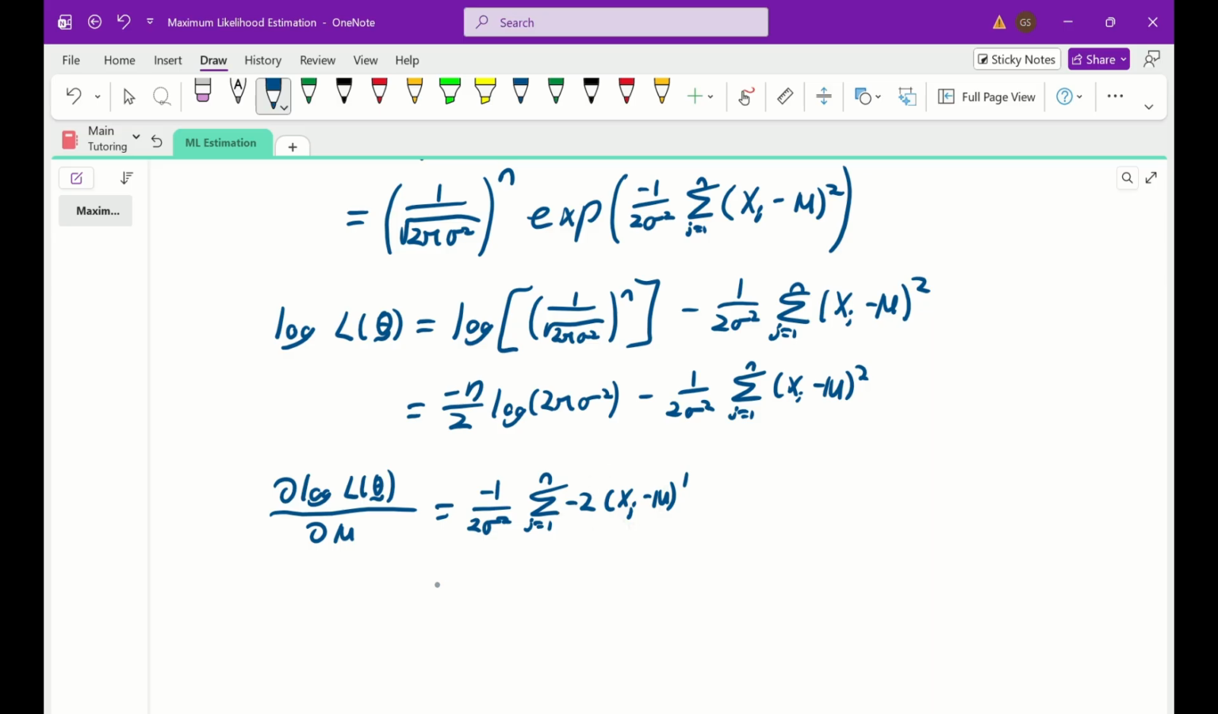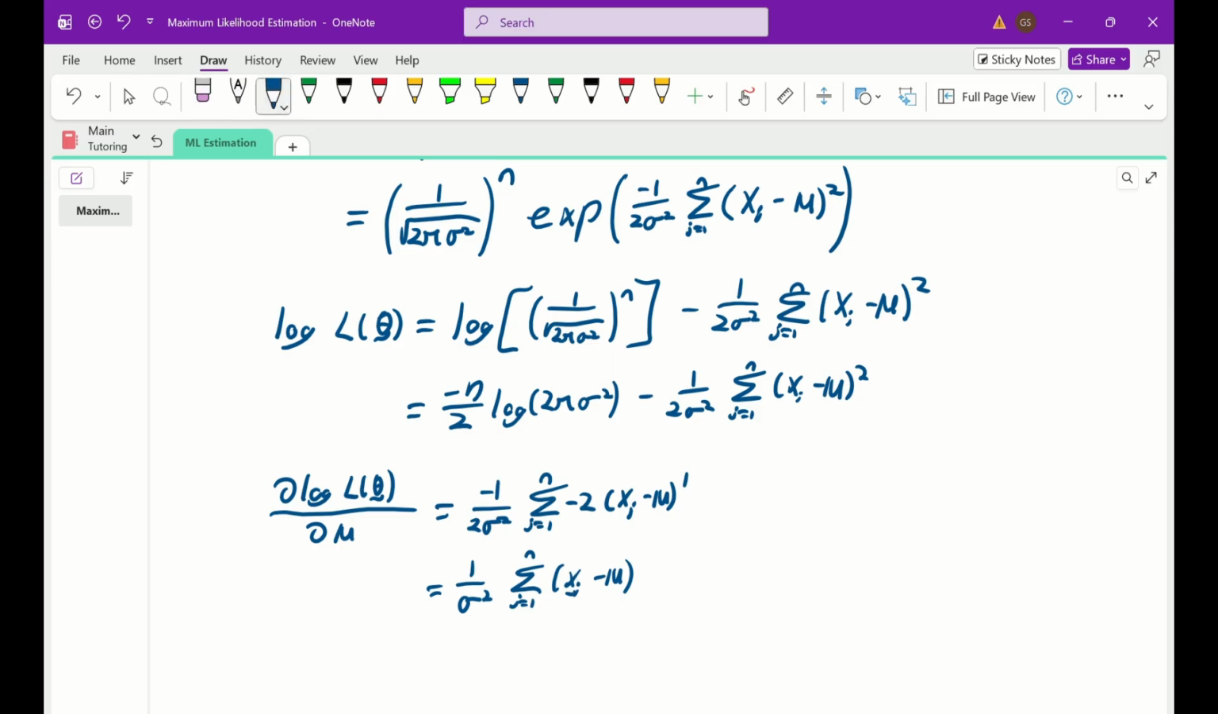And okay, so we've got that. And then we can simplify a little bit here. I can just take the 2 out. It's going to cancel with that too. The negative's also going to cancel. So we get 1 on sigma squared, sum j equals 1 to n of xj minus mu, right?